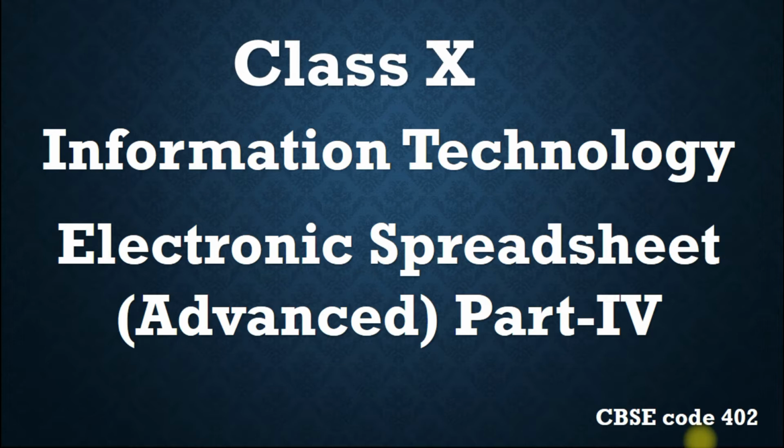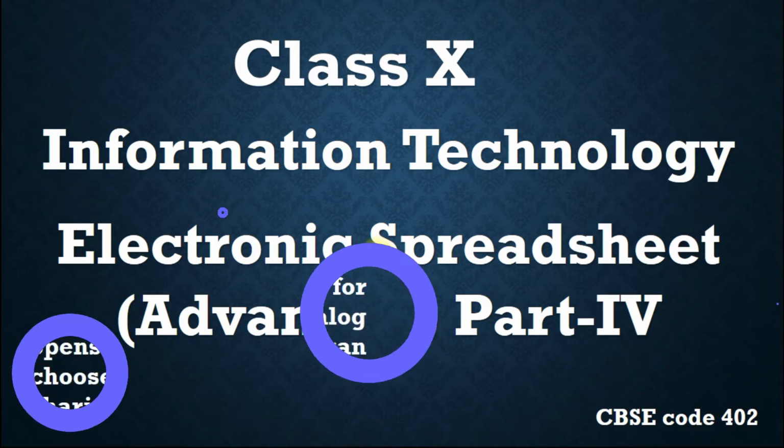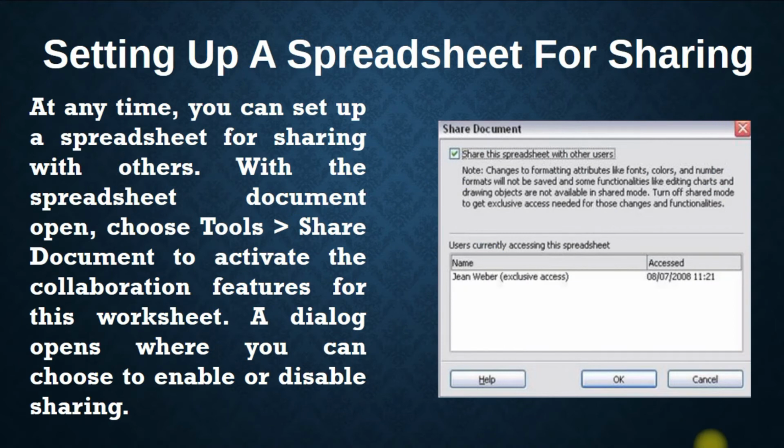So today we are just going to discuss the fourth part of Electronic Spreadsheet Advanced under CBSE code 402. So let's start. The first slide is how to set up a spreadsheet for sharing. If you want to set up a spreadsheet for sharing, what steps should you follow?